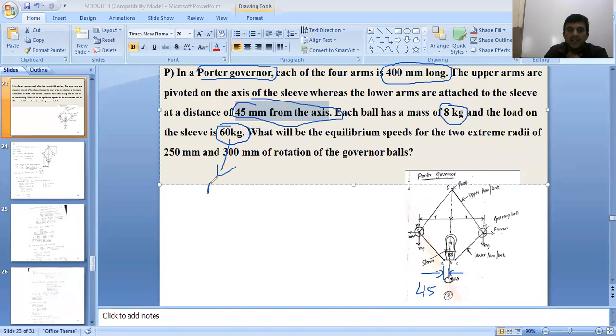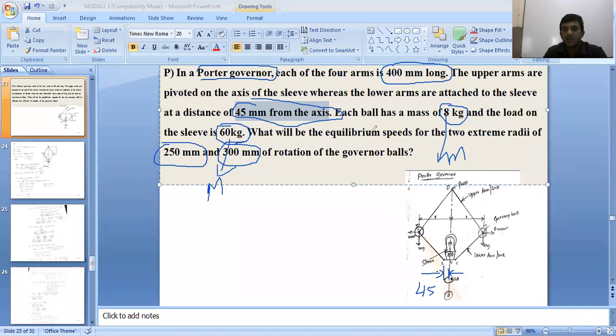Kg is given. This is capital M. This is small m. Now, what will be the equilibrium speeds of the two extreme radii? For the first extreme, take r equal to r1, 250 mm. For the second one, take r equal to r2, that is 300 mm.